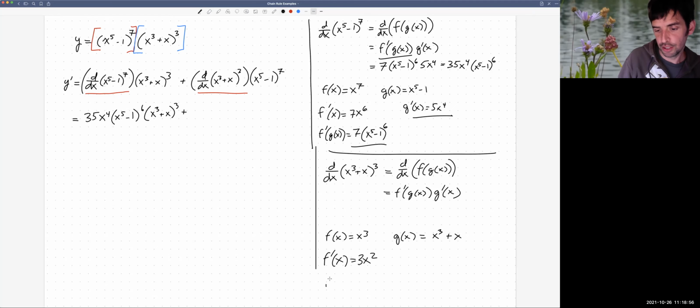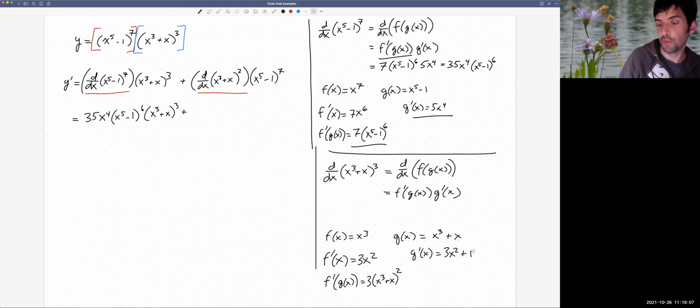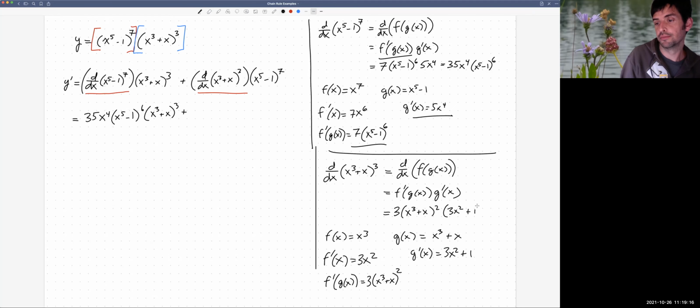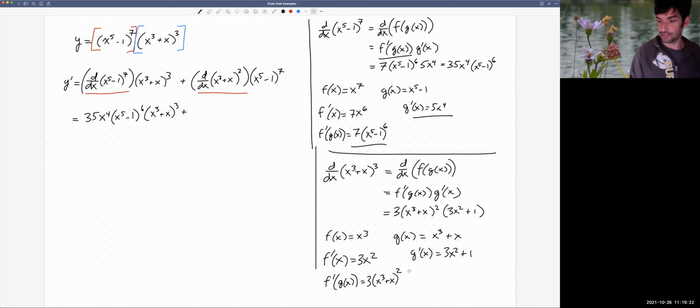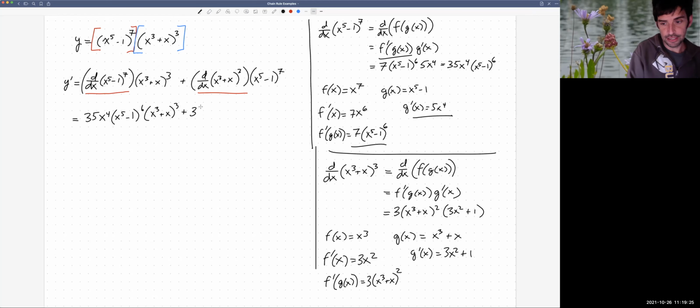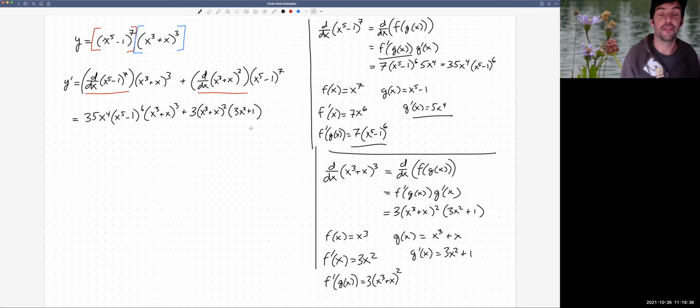We've got the power rule. If I take f prime of g of x, I've got 3(x cubed plus x) squared, and then g prime of x is 3x squared plus 1. And so now I've got 3(x cubed plus x) squared times (3x squared plus 1). Okay. So now I'm going to go back, put all of these things together. So I've got 3(x cubed plus x) squared times (3x squared plus 1). So there's the derivative, the thing underlined in red.